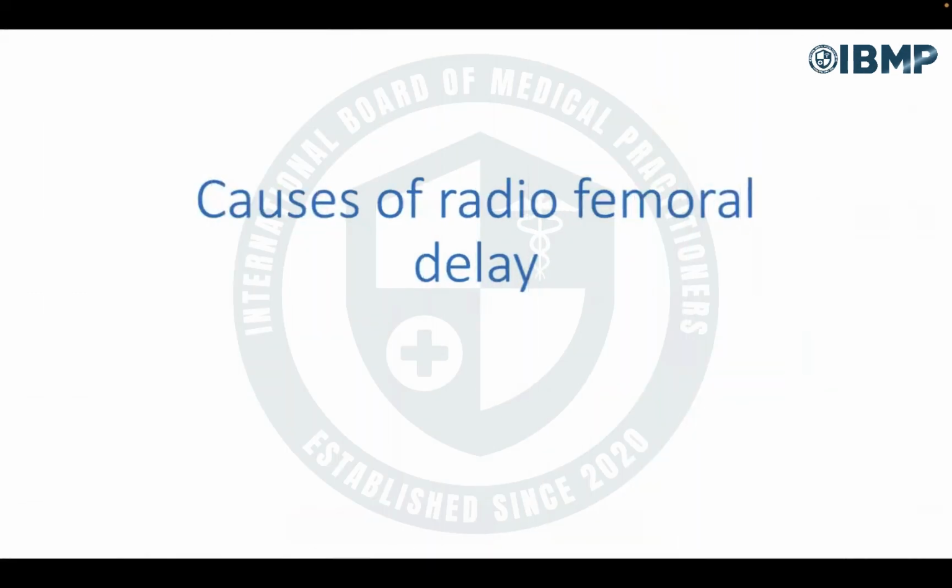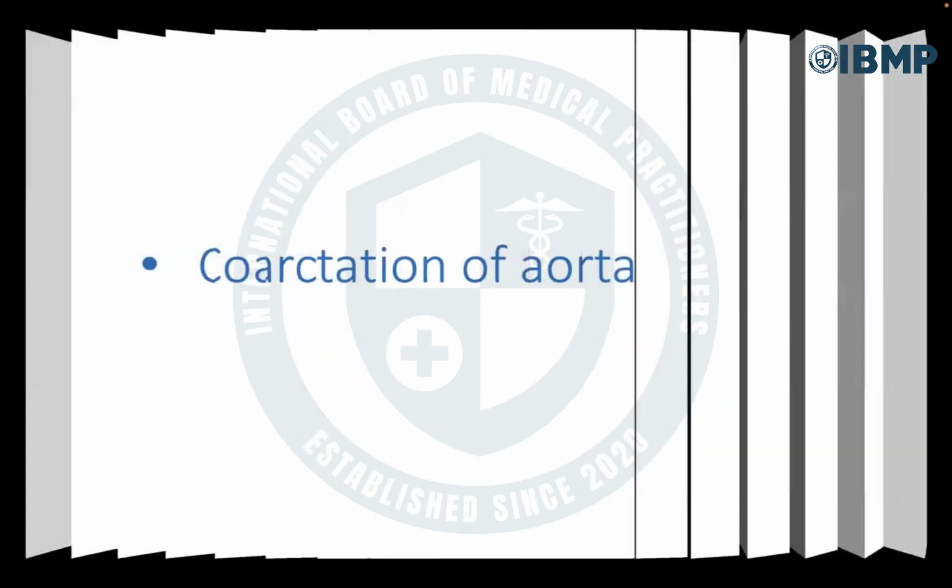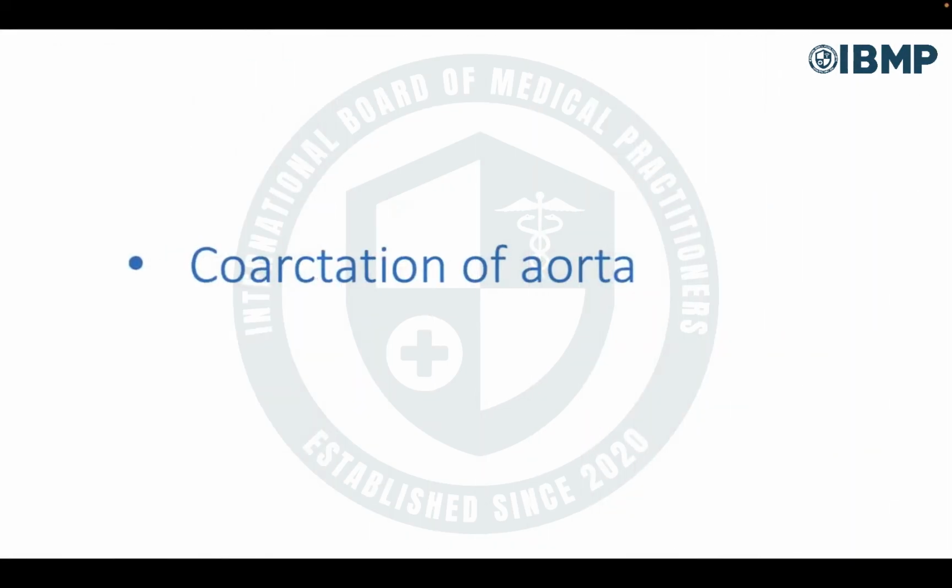What are the causes of radiofemoral delay? There are some conditions where the patient's radial artery and the femoral artery will not be coinciding together. Normally, my radial and femoral artery should be coinciding together. If they are not coinciding, I can land up in a problem known as radiofemoral delay. One of the important conditions you must appreciate is coarctation of aorta. In a case of coarctation of aorta, there is radiofemoral delay.